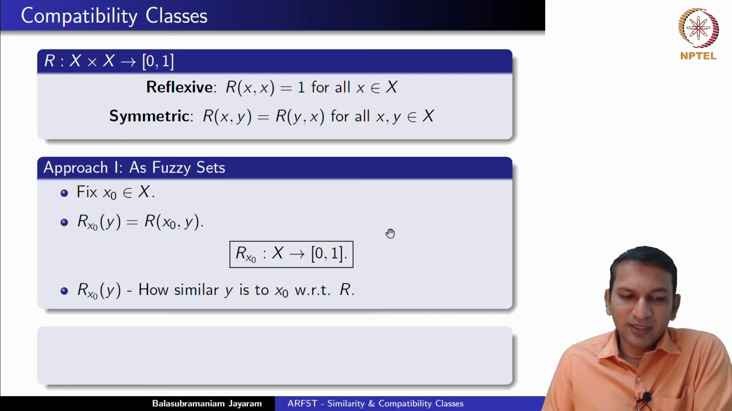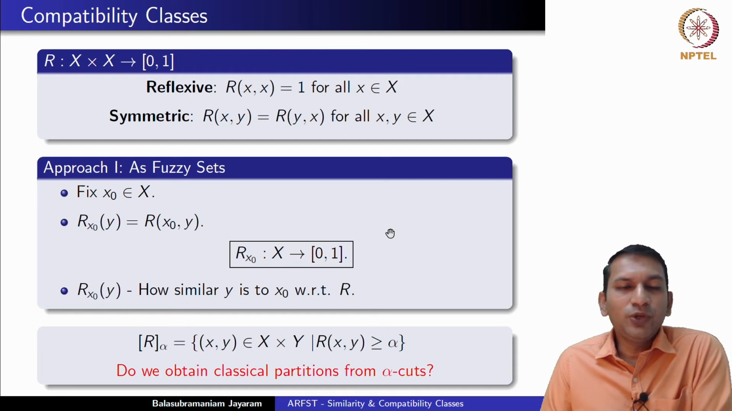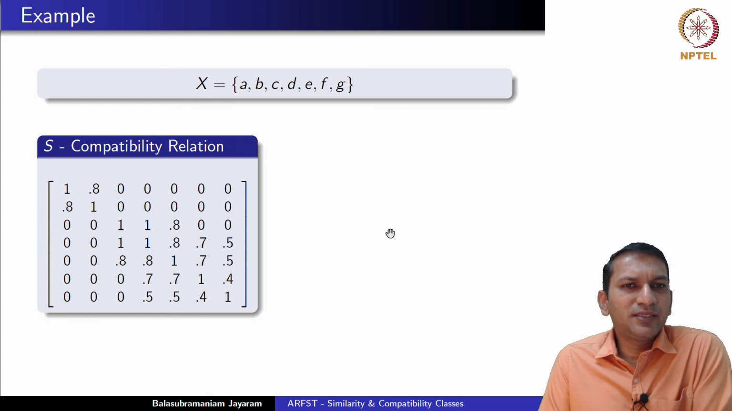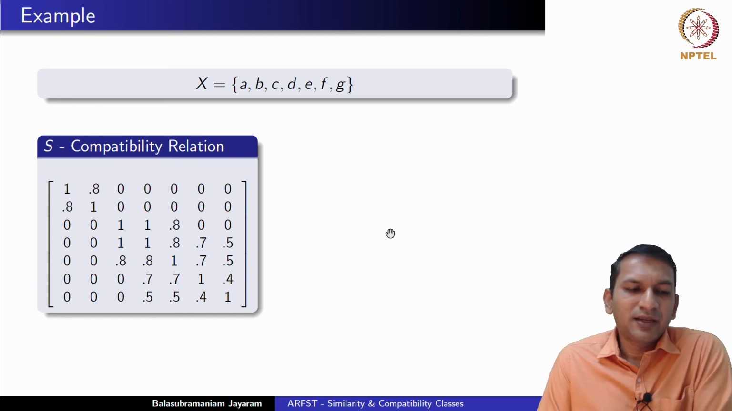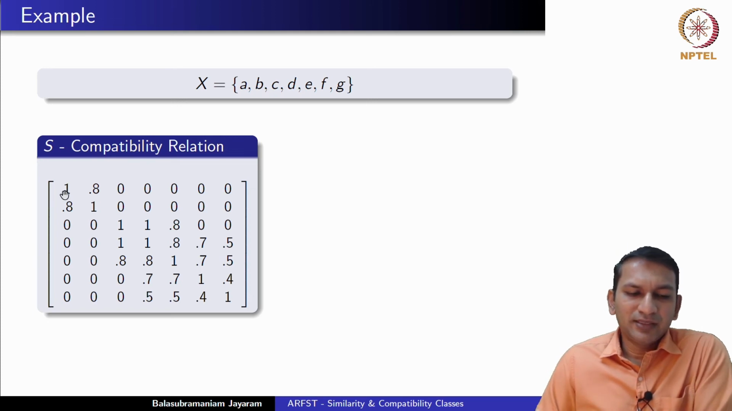The question is, what about partitions from the corresponding alpha cuts? Do we obtain classical partitions from alpha cuts? Well, sadly no. We will see why with an example. Once again, we consider the set X to be a set of these 7 elements A, B, C, D, E, F, G, and consider this relation S, which is a compatibility relation. Clearly, it is reflexive and also symmetric.